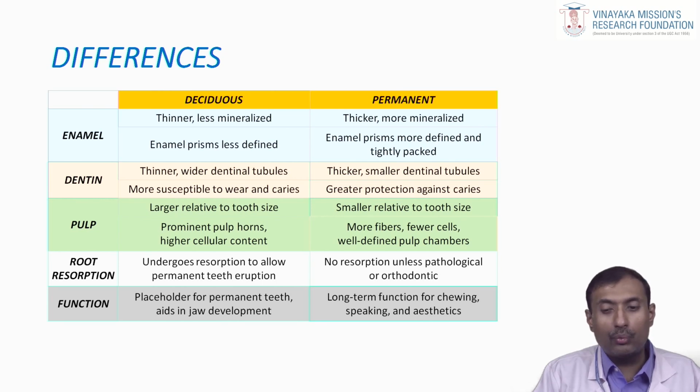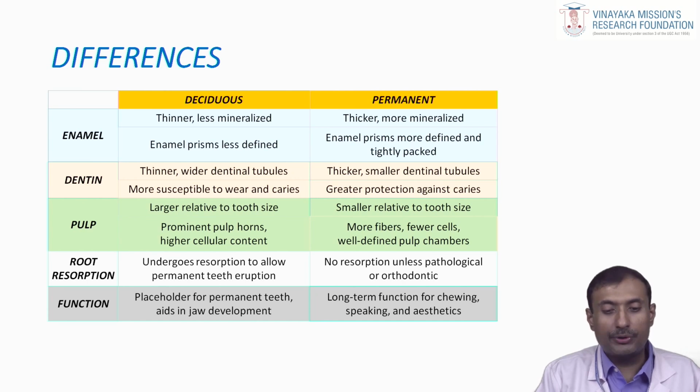In case of permanent tooth, we do have a cellular content which gradually reduces as the age advances. So therefore, what we see is that the size will reduce, the fibers will increase, the cells will reduce, and then, as very clearly told, it will be a defined pulp chamber.